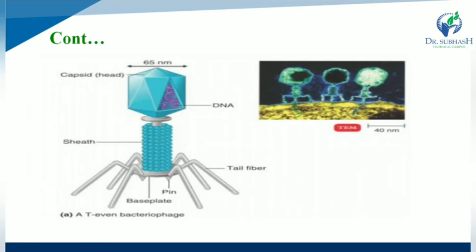In the bacteriophage, the capsid head is 65 nanometers in diameter. Inside the capsid, purple-colored DNA is present. Below the capsid, the sheath is available and the tail fiber is present. The pin is available, and last is the base plate for the sheath. That is the T1 bacteriophage. The second figure is a microscopic view of a bacteriophage that is 40 nanometers in diameter.